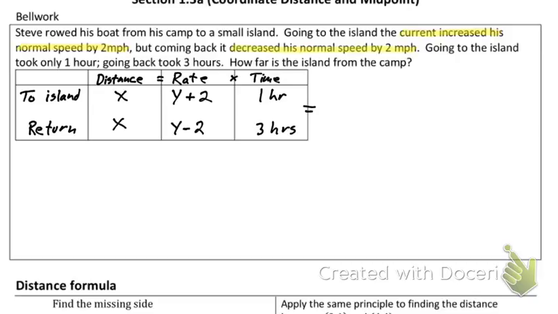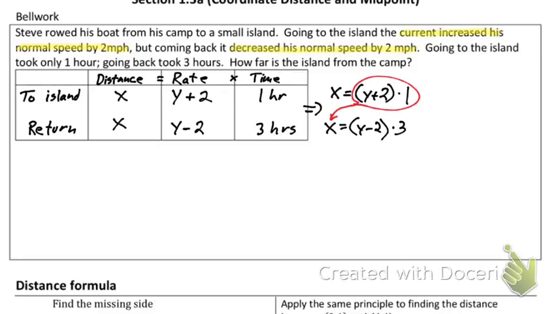That leads to 2 equations. It leads to basically x equals y plus 2 times 1. And my other equation is x equals y minus 2 times 3. So now what you could do is use substitution. You could say, well, I got this, plug it in for that.